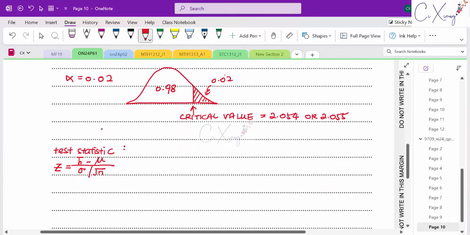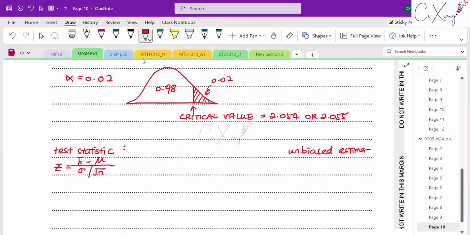Now our problem is we actually don't know what my population standard deviation is. So we call this population standard deviation or population variance unknown. When you don't know the population standard deviation or population variance, you have to estimate the variance first. So I have to carry out this step first: the unbiased estimated variance.